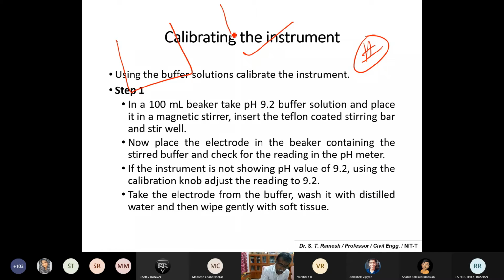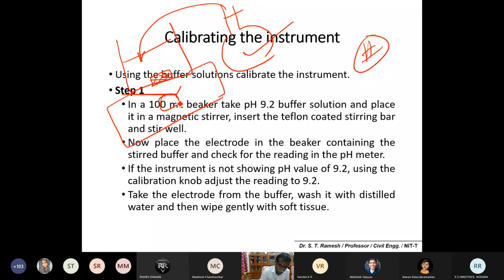So the 9.2 is in a measuring flask, and you take a smaller quantity inside, and you place a Teflon coated stirring bar and place it over a magnetic stirrer. Switch on the magnetic stirrer, automatically it will give a complete stirring. That means you need to have a homogeneous mixture of this sample. Then you place your electrode and read it. That's all. Place the electrode in the beaker containing the stirred buffer and check the reading in the pH meter.